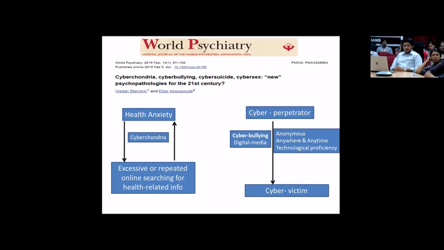So this says that cyberchondria, cyberbullying, cyber suicide, and cybersex are the new psychopathologies for the 21st century. Basically, it is the same underlying illness which is manifested in a different form. For example, there is health anxiety, and there is excessive repeated online search for health-related information, which increases health anxiety even more. So there is a bidirectional relationship, and this is what is cyberchondria.